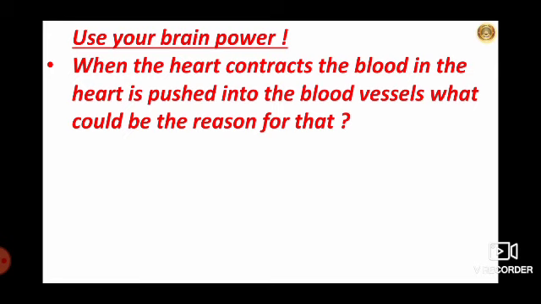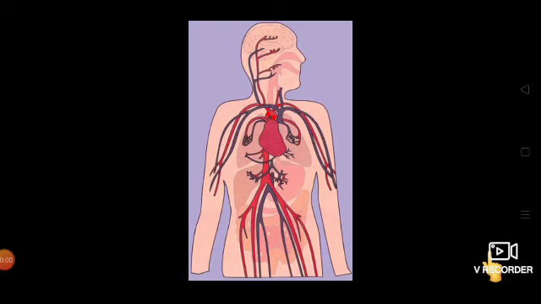Students, now use your brain power. When the heart contracts, the blood in the heart is pushed into the blood vessels. What could be the reason for that? Because the heart is like a closed bag containing blood. When it contracts, there is a pressure on the blood present in the heart. If a pressure is applied to a liquid in a closed space, it flows from wherever it finds its way out. Similarly, when a pressure is put on the heart due to its contraction, the blood is pushed into the blood vessels. See how the blood is flowing from the blood vessels. Have you all understood?